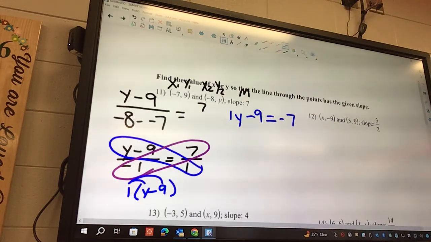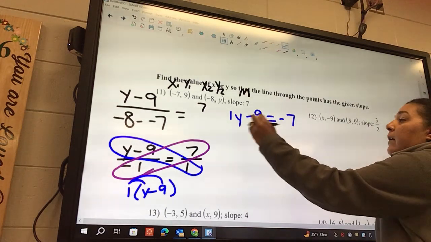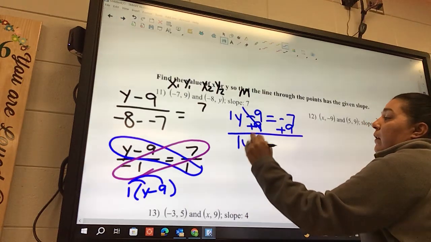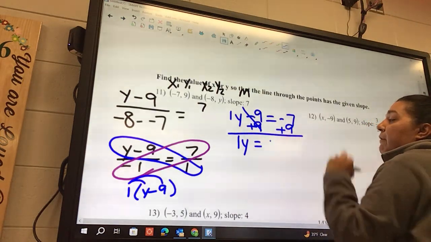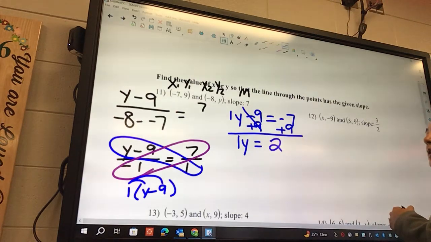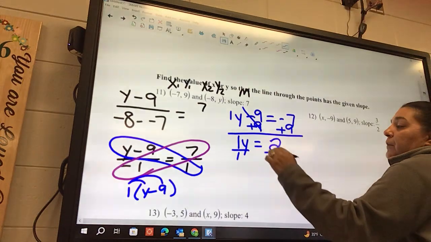Okay, and now we're going to solve. So who needs moved? The 9. The 9 needs moved. Okay, and negative 7 plus 9? 2. Is 2. And then what needs to happen? Divide by 1.